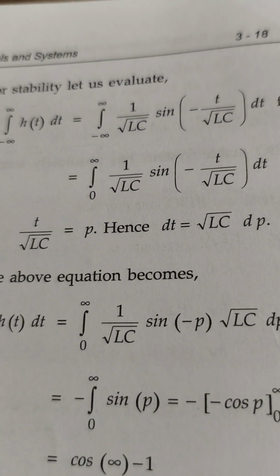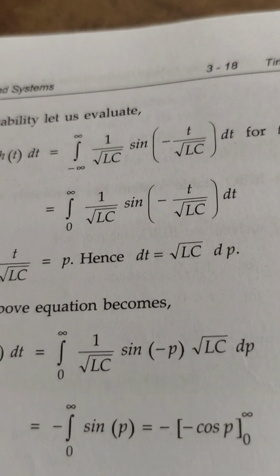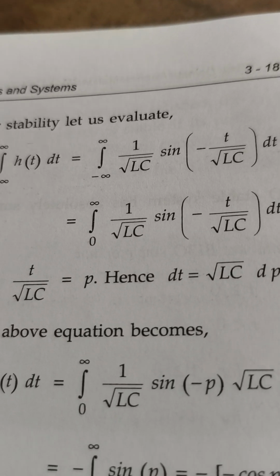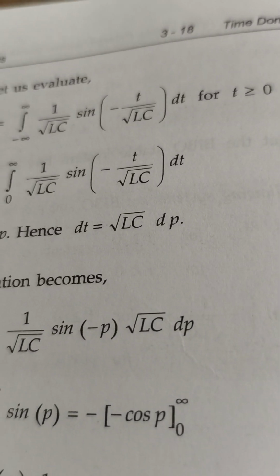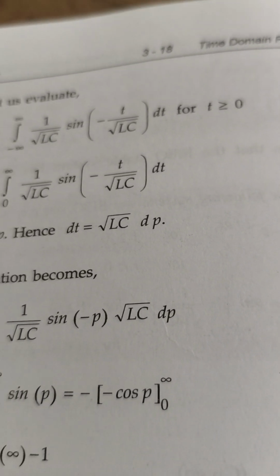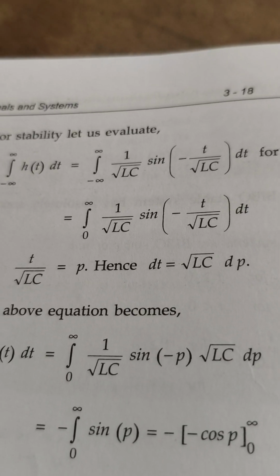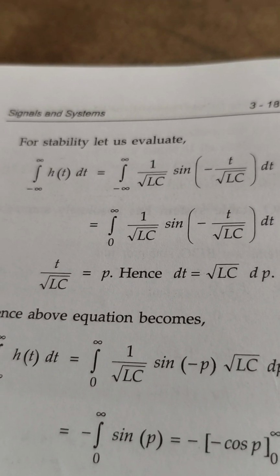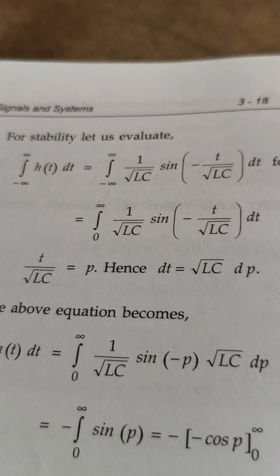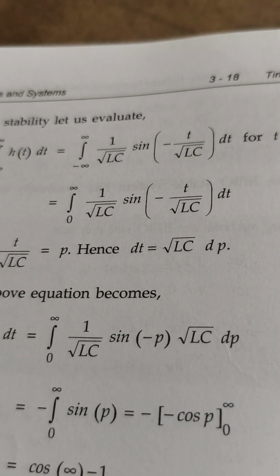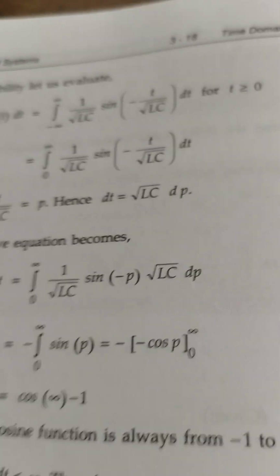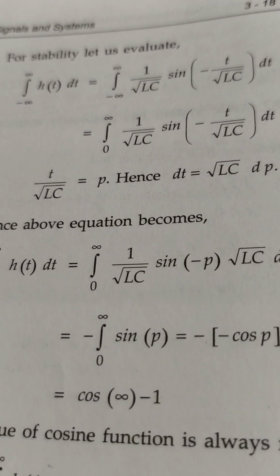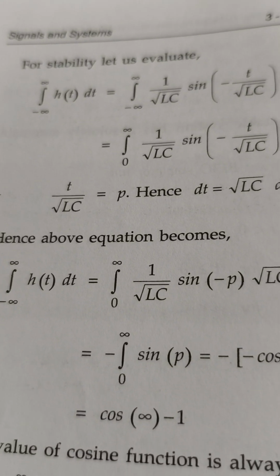So the integration from minus infinity to plus infinity of 1 by square root of LC sine of t by square root of LC dt, for t greater than or equal to 0. Then it is equal to 0 to infinity. We have changed the limits of integration.